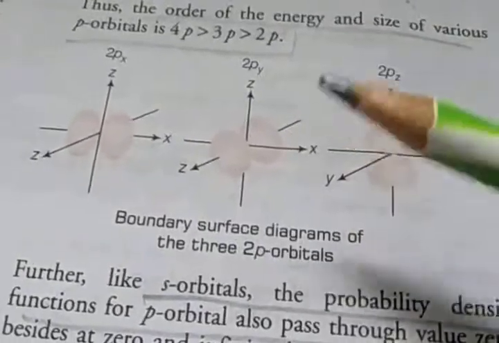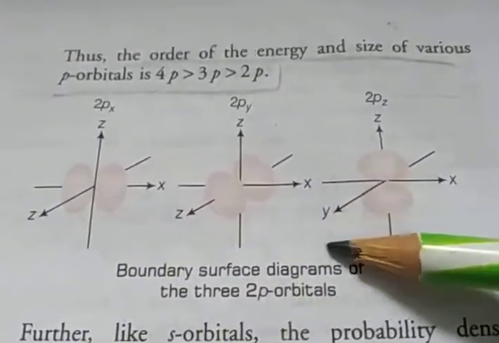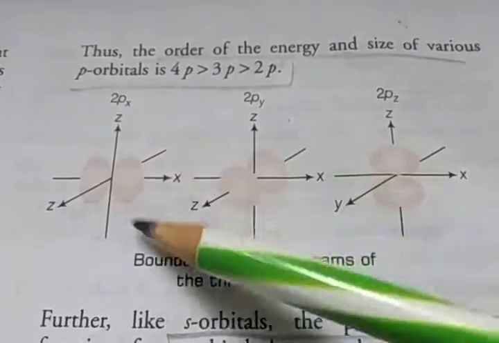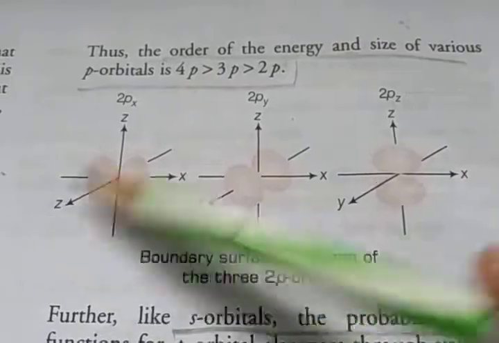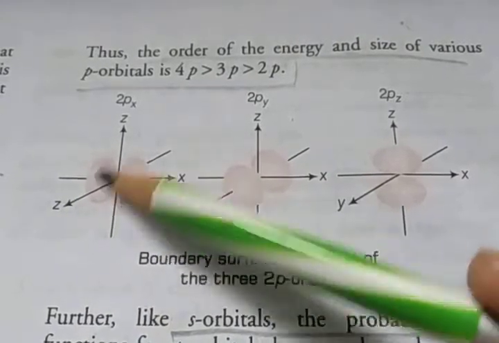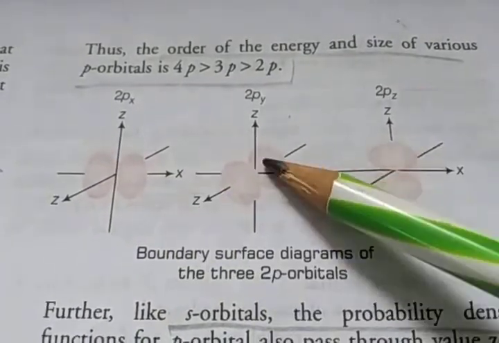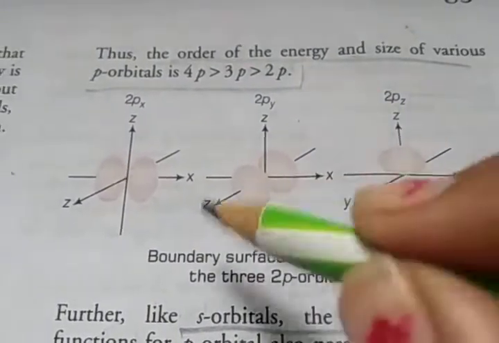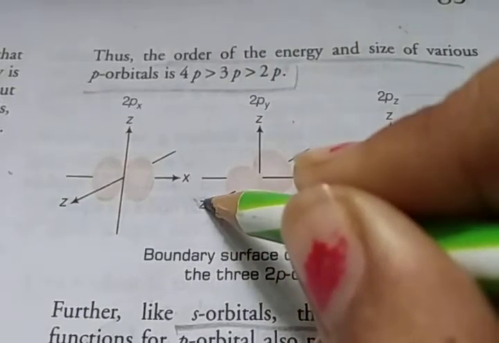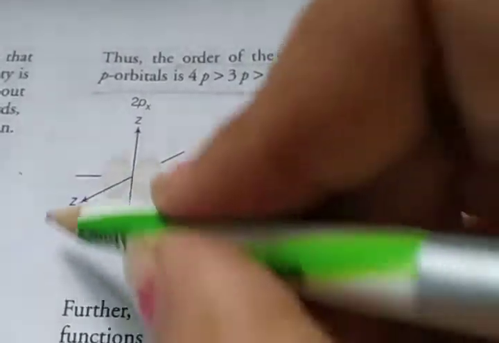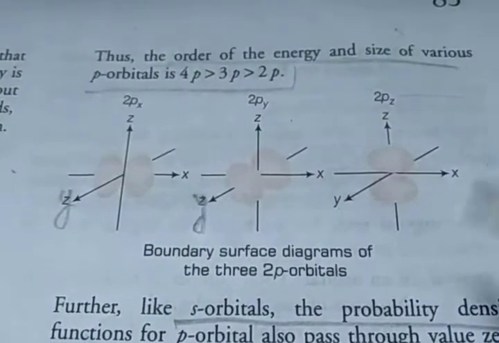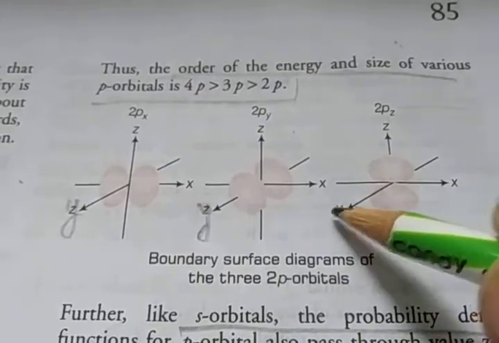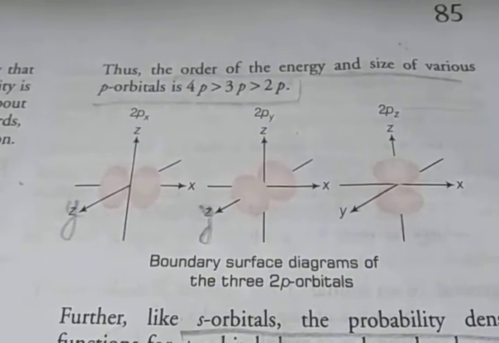Boundary surface diagrams of the 2p orbitals are given in the figure this way. Here you see three 2p orbitals: x, y and z. In the x direction this way, in the y direction, and here the z direction. Okay, so see.